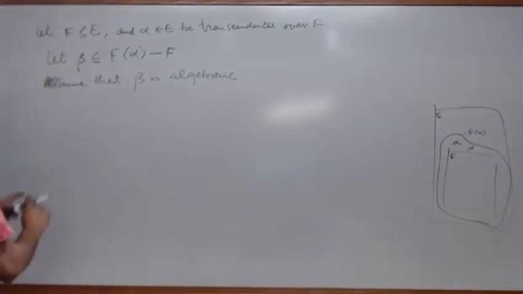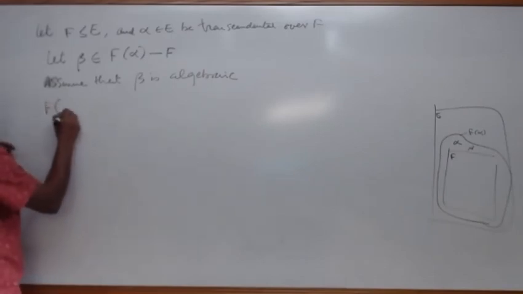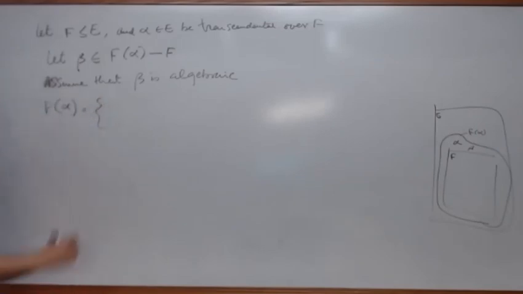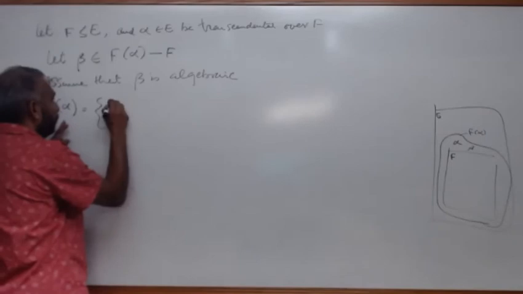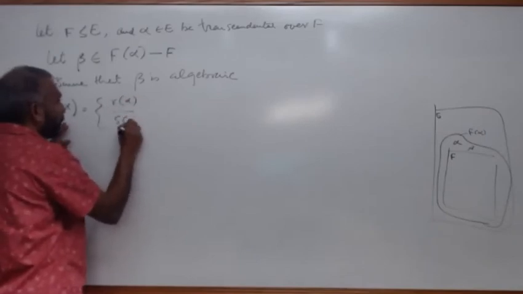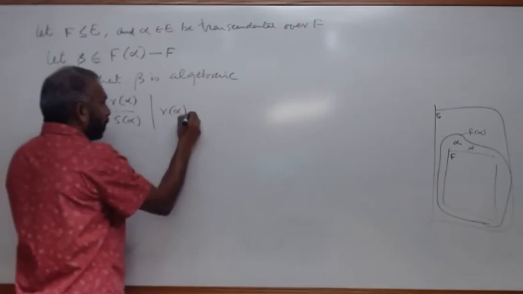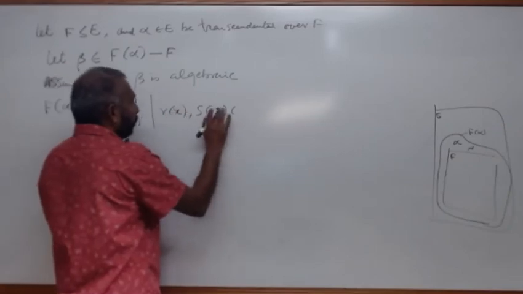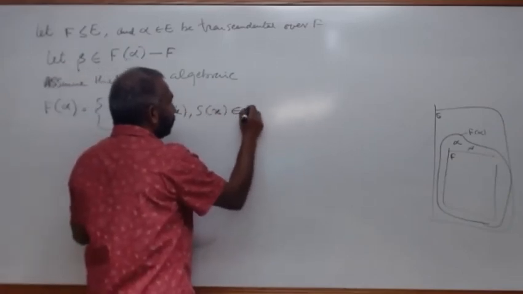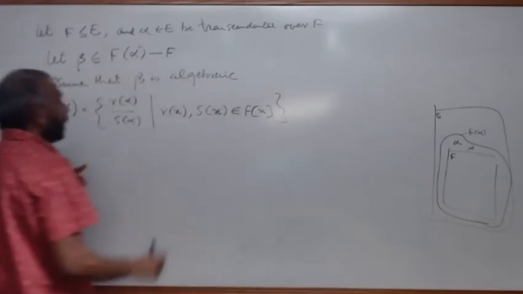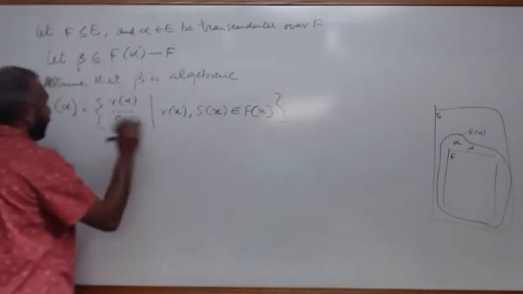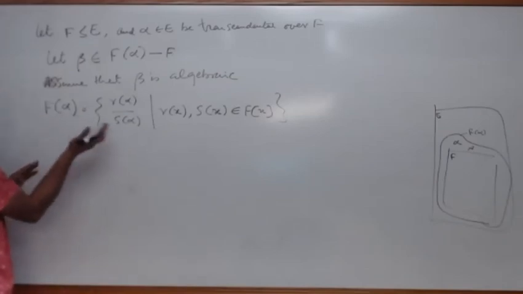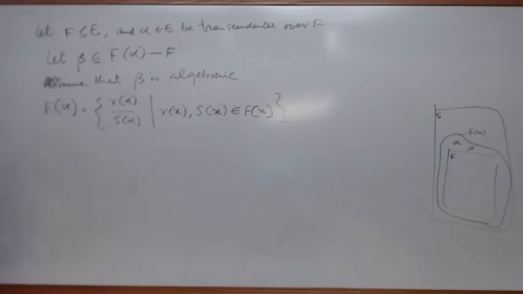But the simple extension of alpha over F contains the polynomials in alpha, r of alpha by s of alpha, where r of x and s of x are in F of x. Because alpha is transcendental, this is how we can put the elements in a collection.